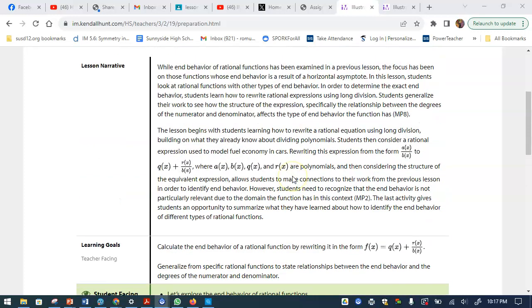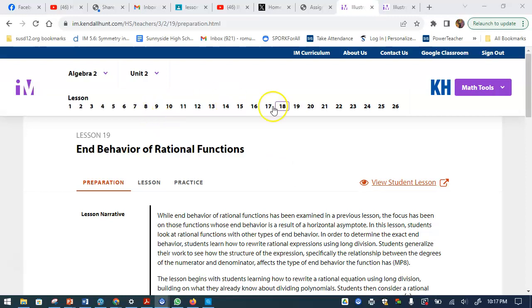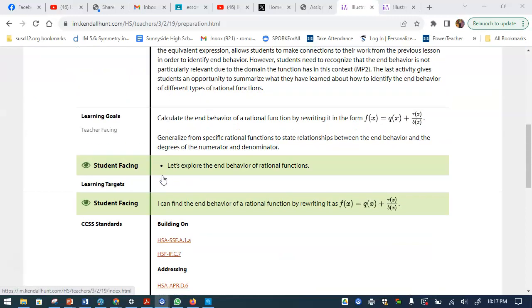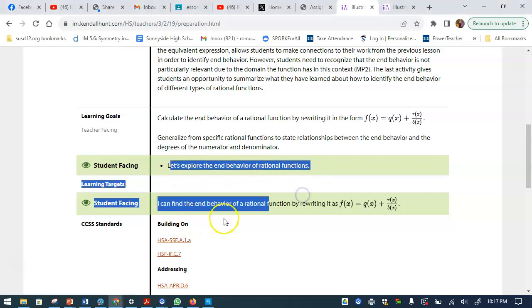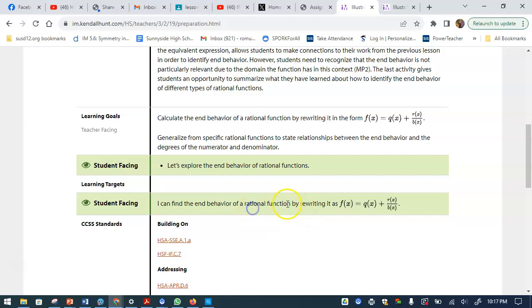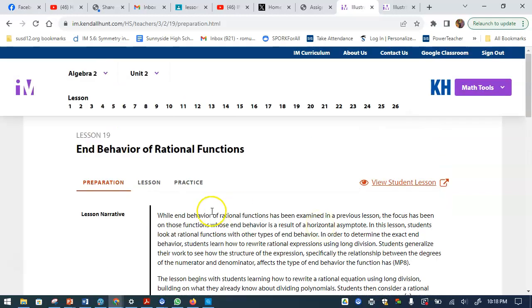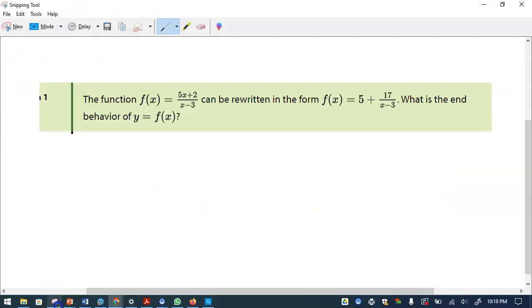Okay, hello students. This is lesson number 19, and the learning target here is to explore the end behavior of rational functions and also how you can write a rational function in the form of quotient plus remainder. I'll go straight away to problem number one, the practice problem.